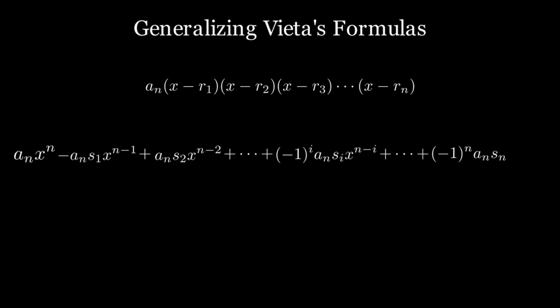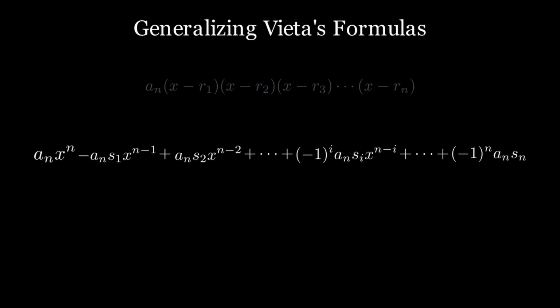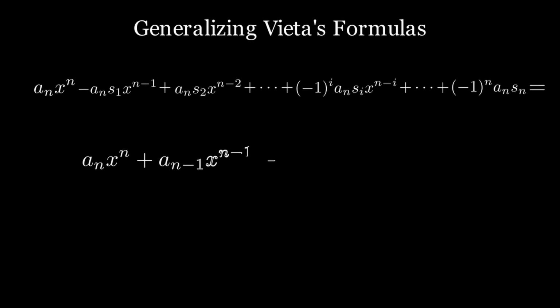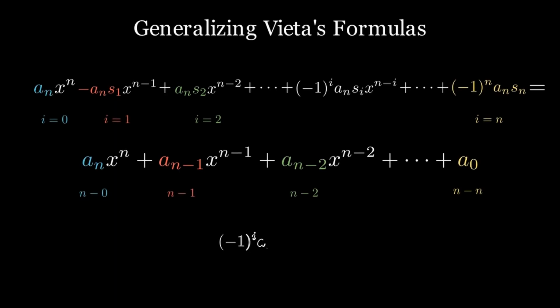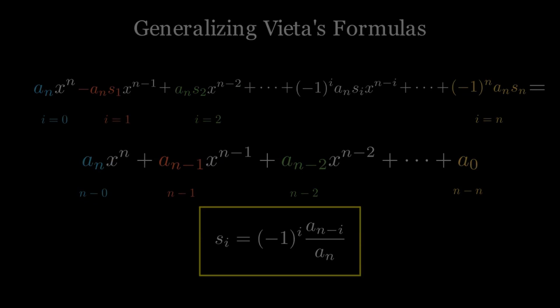Now, we just remember that this multiplied out factored form is equal to standard form. So we can match the coefficients again, and we start to see a pattern. For any coefficient with value i in the expanded form, it corresponds to the n minus ith coefficient in standard form. More generally, this means that s sub i is equal to negative 1 to the i times a sub n minus i over a sub n. Let's put this to use.